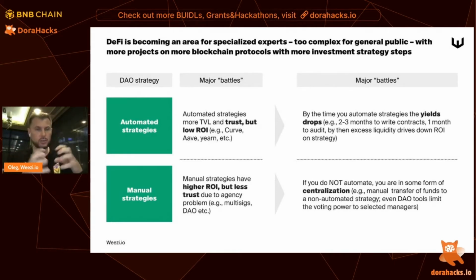And then there's this never-ending battle between automated strategies and manual strategies. So automated strategies, because they're automated, they have more trust, and as a result, more TVL. But then they have lower returns, right? Yields, as they have more money under management. Examples would be Curve, Aave, and Yearn, and so on.